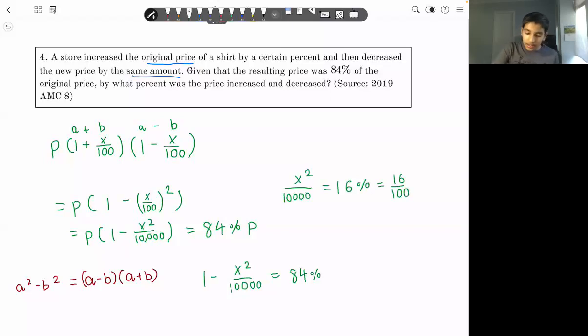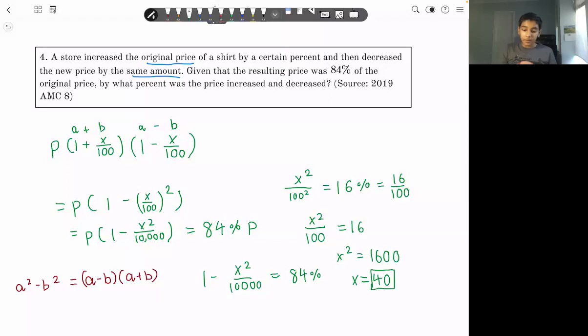And now what we can do is, maybe I shouldn't have expanded this out. I'll just leave in terms of 100 squared. So now what we can do is we can multiply by 100 to both sides. In doing so, we get x squared over 100 equal to 16. And now that we know that x squared over 100 is equal to 16, we know that x squared is 1600. This means that x is 40. So our answer is going to be 40.